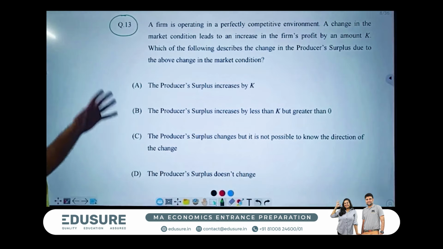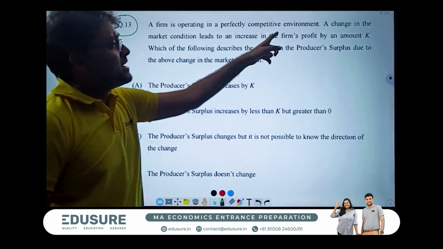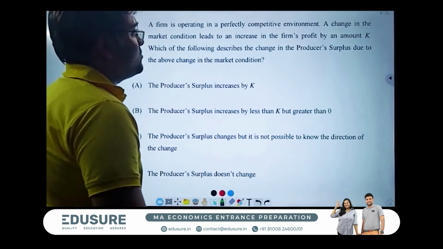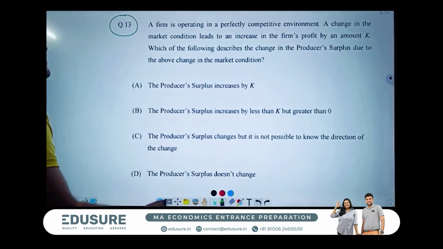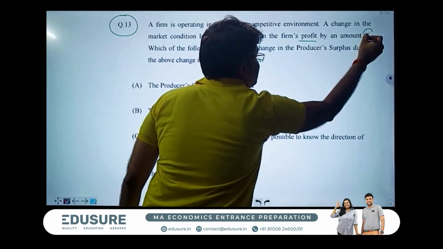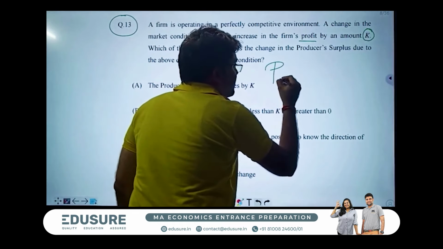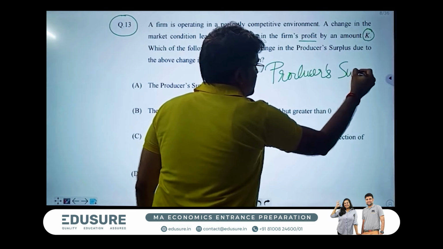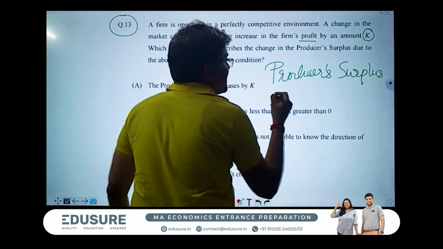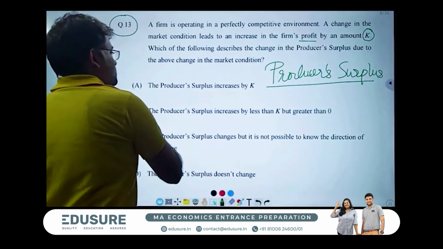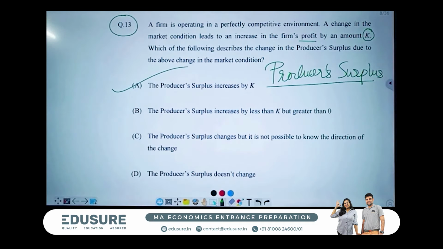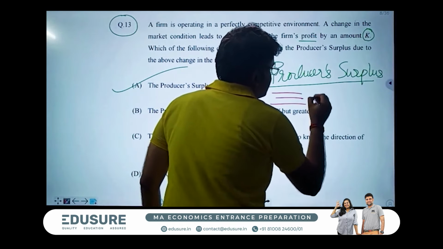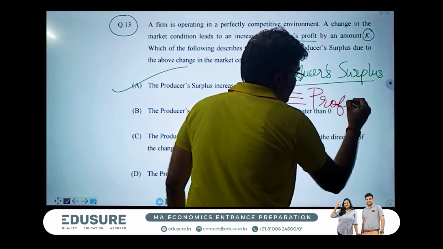2023 question number 13. A firm is operating in a perfectly competitive environment. A change in the market condition leads to an increase in the firm's profit by an amount K. So if the profit of the firm is increasing by amount of K, it means that the producer's surplus is increasing by the amount of K. Answer is A. The producer surplus is the same as profit. It's the same thing as profit.